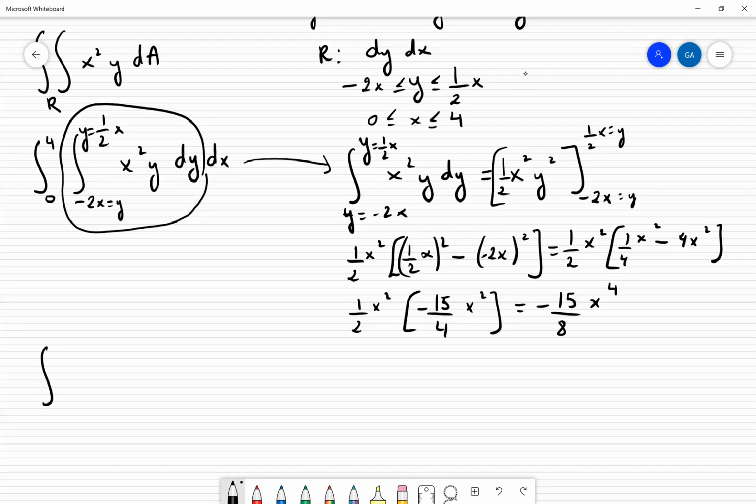And so I'm going to rewrite what I found for it. And so we'll be left with evaluating the integral from 0 to 4 of negative 15/8 x to the 4th dx. Now that's a simple integration that we did so many times in Calc 2. And the antiderivative of x to the 4th is 1/5 x to the 5th. There's a 15 here, so it's going to be negative 3 over 8 x to the 5th, which you will evaluate at 4 and 0.